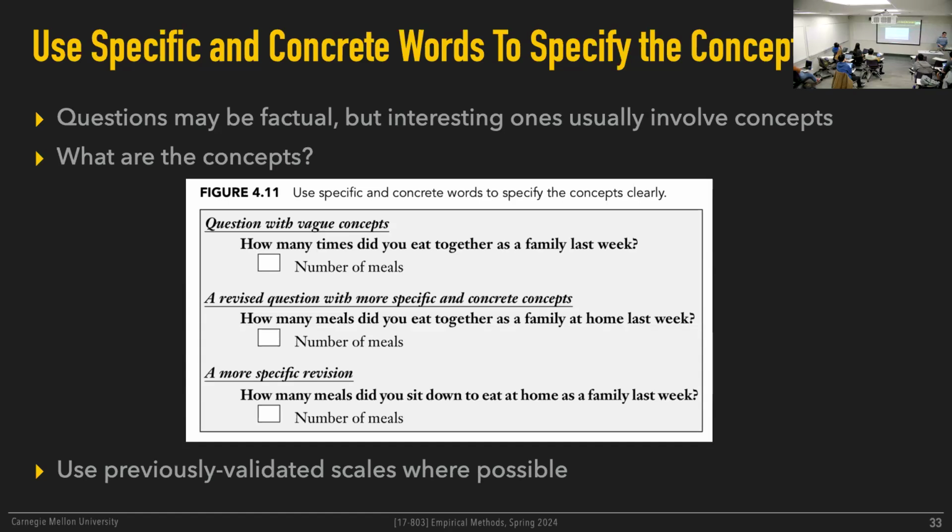The concept of interest is more specific and precise than that. Which is why maybe the best version of this is: how many meals did you sit down and eat at home as a family last week?